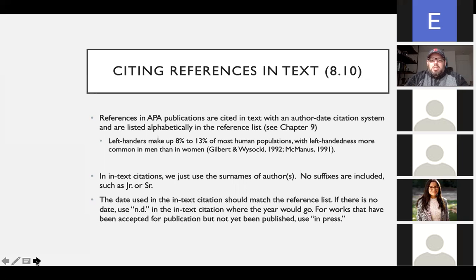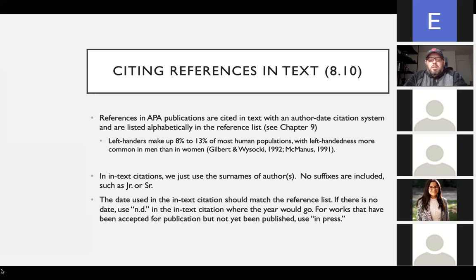And so in your in-text citations, you're going to start making sure that it is in alphabetical order based upon first author's last name. So even though McManus got their work published first in 1991, the order of the in-text citation, if you're using multiple sources, is starting with the first author's last name, and then it's connected with a semicolon. In in-text citations, we just use the surnames of the authors. So if they are a junior or a senior or a third, you don't include that information in the in-text citation. You just use the author's last names.